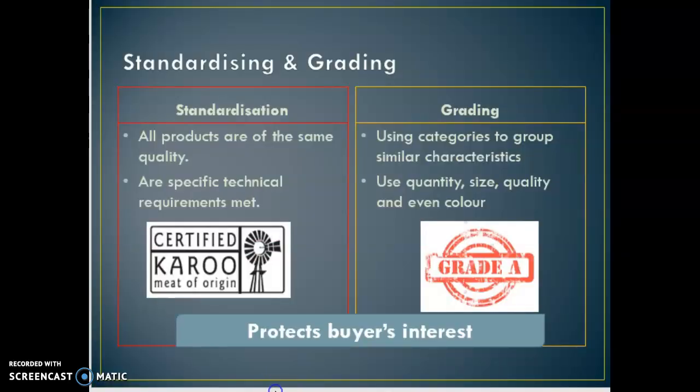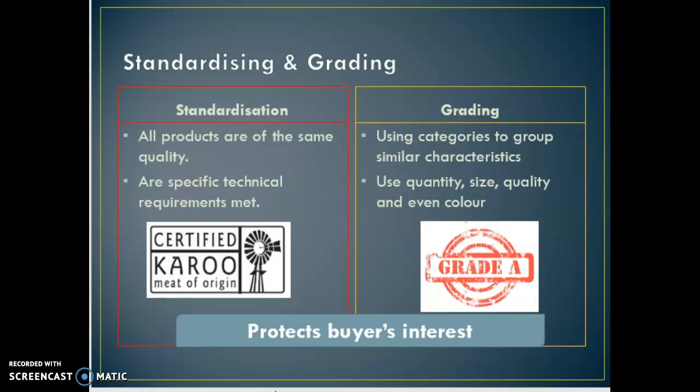So grading is the process of categorizing things according to similar characteristics. We use quantity, size, quality, and even color. So is it a grade A type meat? Or if we think of our fruit, think of fruit that you would get at Woolworths versus fruit that you might find at a fruit market, right? The grading, it's putting things of similar quality, quantity together as one.